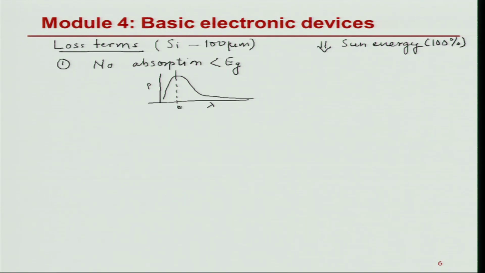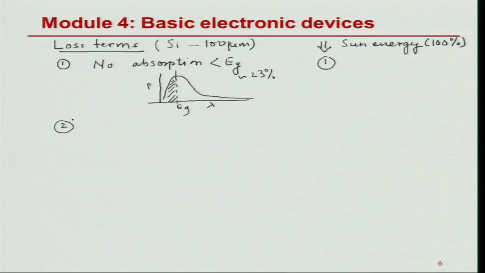If this is the band gap for silicon, it basically means that I am not absorbing any of this P in, and that is the first loss. If I calculate that loss, almost 23% of the total is lost here. So that is the first point, no absorption below the band gap. I have already lost 23% just because my material has a certain band gap.